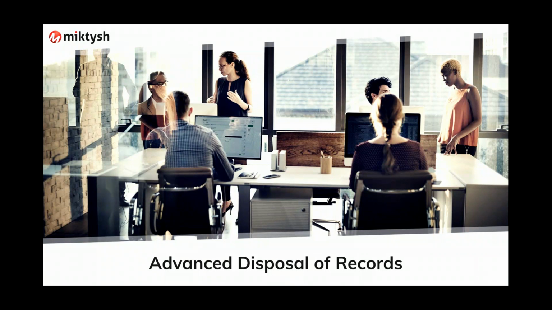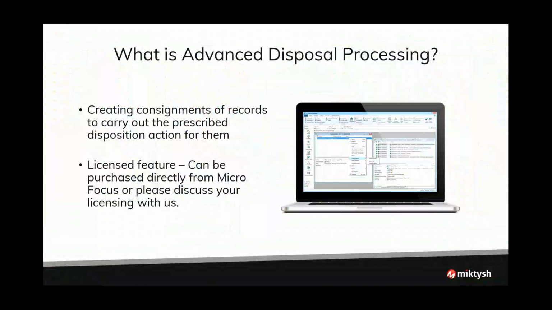So advanced disposal processing, what is it? It's the process of creating consignments of records, which is basically grouping records together to carry out the prescribed disposition action. It can be used to identify the correct records for disposal through the creation of a consignment. It gives you the option to review the record retention schedules and disposal status to ensure that they've been identified correctly, and you do that using an Archivist review function.